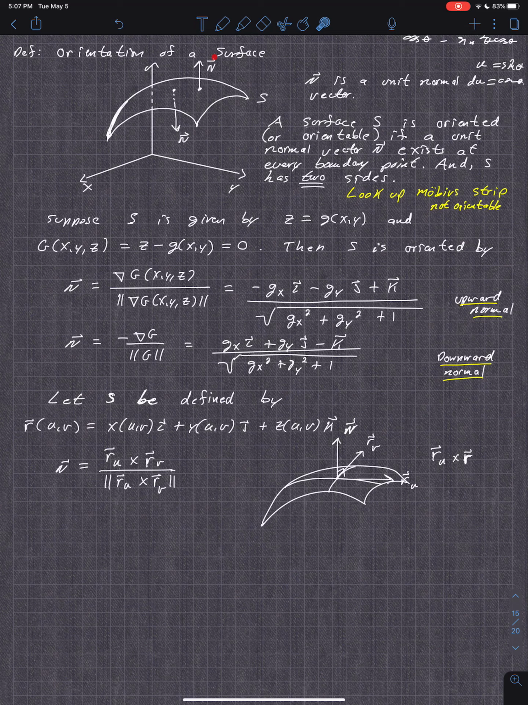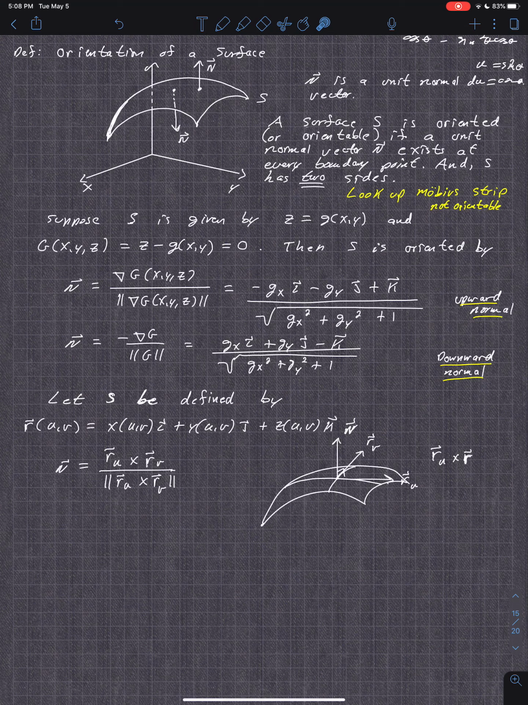So basically you have some normal, some unit normal vector, and there's basically an up and a down, or top and bottom, right or left. So it has two sides. A good example of something that does not have sides is called a Mobius strip. So look that up and see what that is.